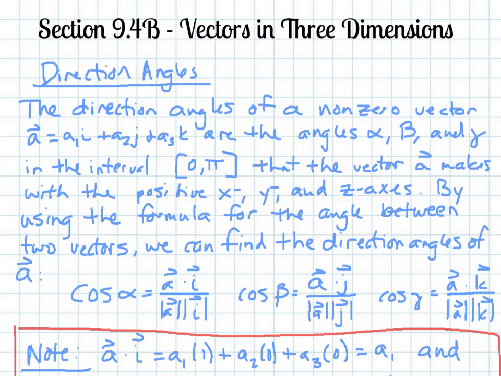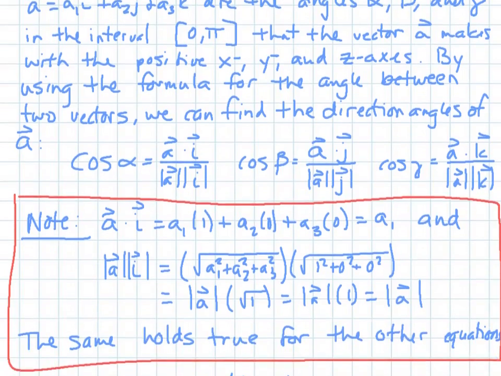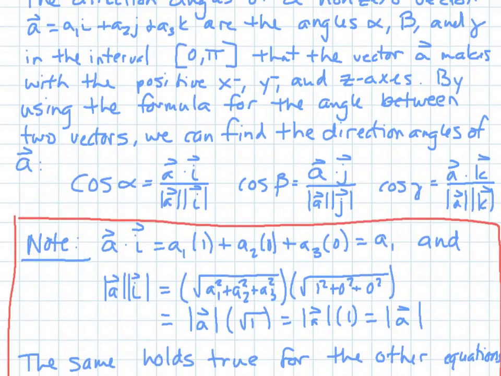Now to find those, we use our angle between two vectors formula, because the positive x-axis, the positive y-axis, and the positive z-axis are like vectors. They start at the origin and go in a certain direction forever, so they do have direction and magnitude. So if we use those formulas, we can set up a formula for each angle.